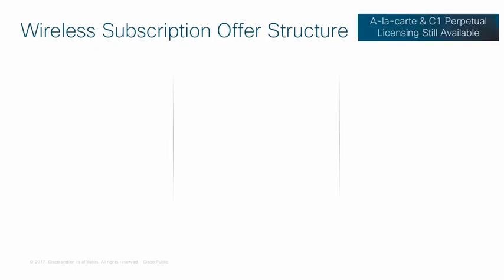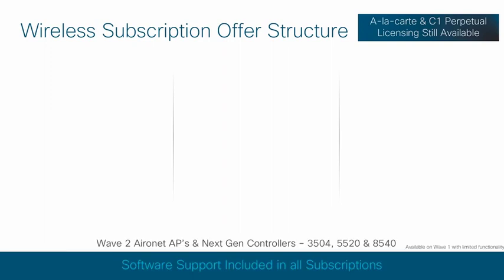I want to drill into the wireless subscription offers as well. Specifically, I want to make a point that these are really geared towards the newer controllers, the 3504, the 5520s, and the 8540s. These are right-to-use controllers, which means that when we go to the license page on these controllers, it will ask me how many licenses I have. Rather than installing a license file, it just simply says, how many licenses do you have? And it will work within the confines of what you tell it.